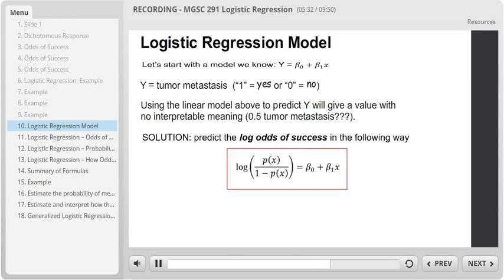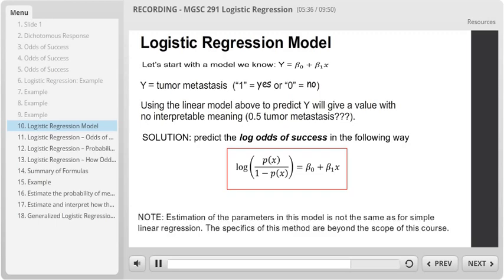This is our regression equation for the logistic regression model. Note that estimation of the parameters in this model is not the same as for simple linear regression. The specifics of this method are beyond the scope of this course.